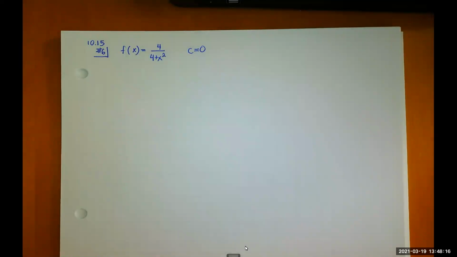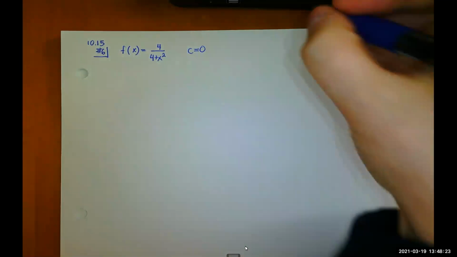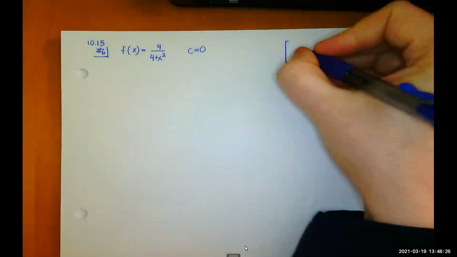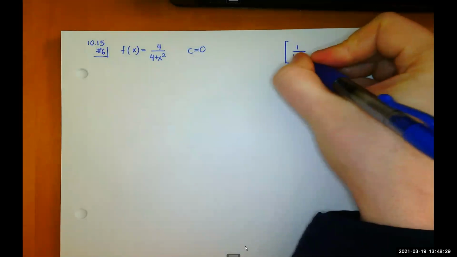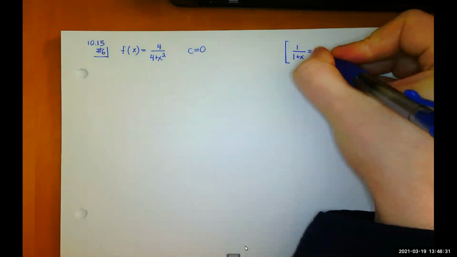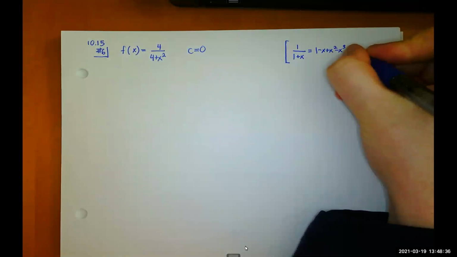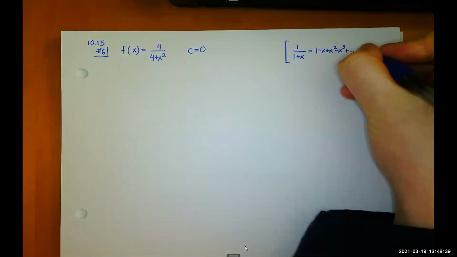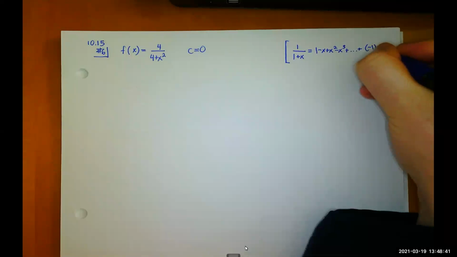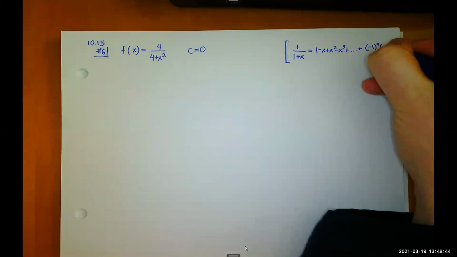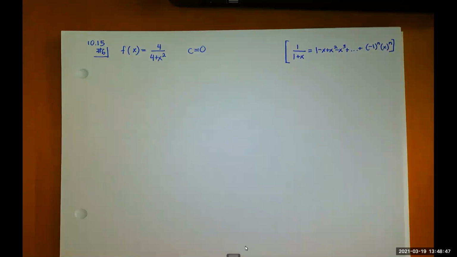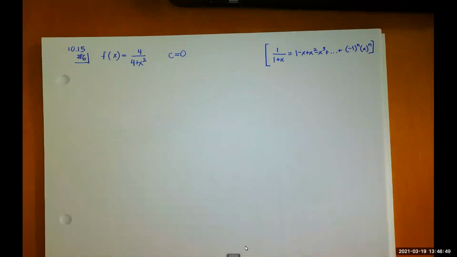So number six. Number six reminds me of one of the things I asked you to memorize. This one. Y'all remember that one, don't you? Of course you do. You're working diligently and memorizing those four Maclaurin series.